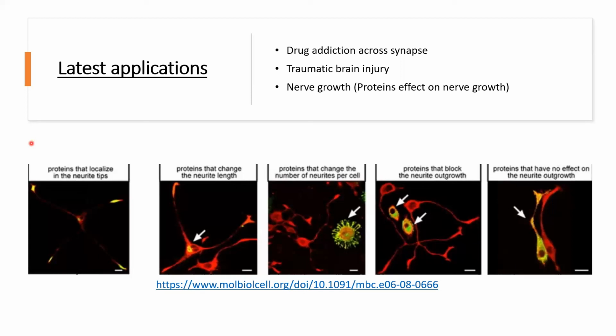Also, we have the study of proteins' effect on nerve growth, as we mentioned here in a figure. You can see, firstly, the proteins that localize in the neurite tips, and we have the proteins that change the neurite length. And we have the proteins that change the number of neurites per cell. And we also have the proteins that block the neurite outgrowth. Finally, we have the proteins that have no effect on the neurite outgrowth, even though they occur there.